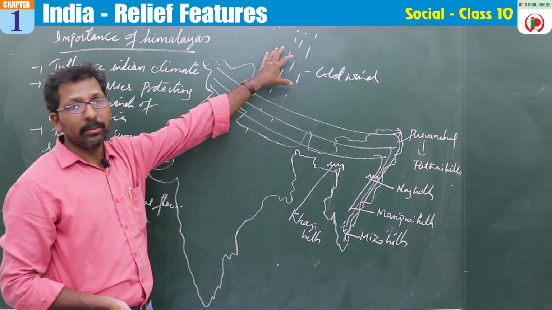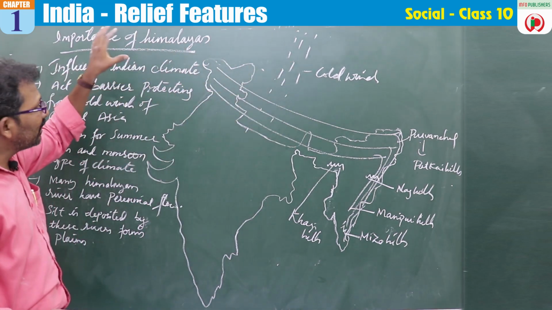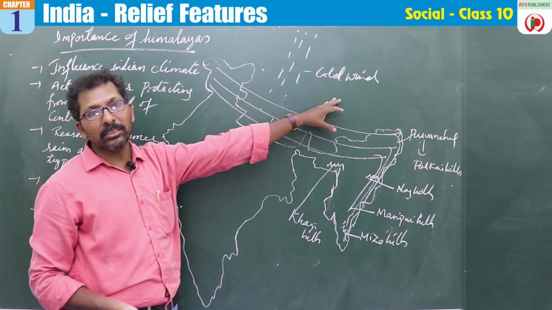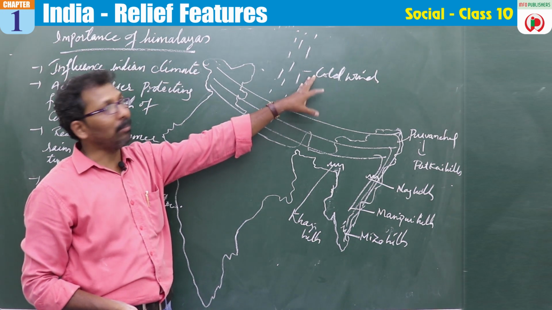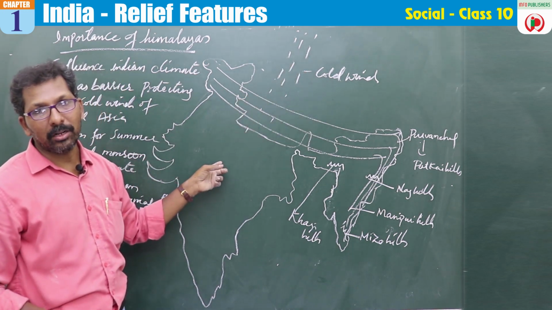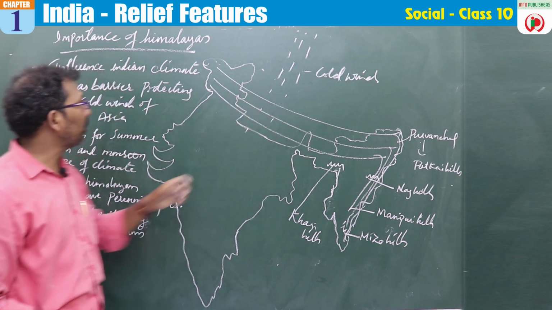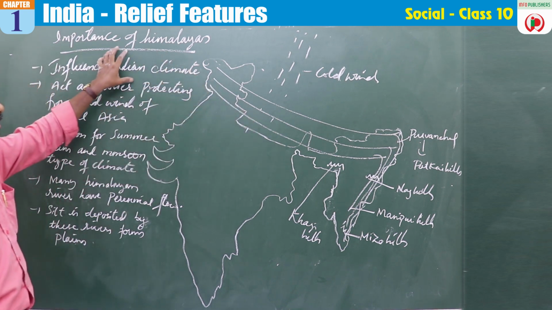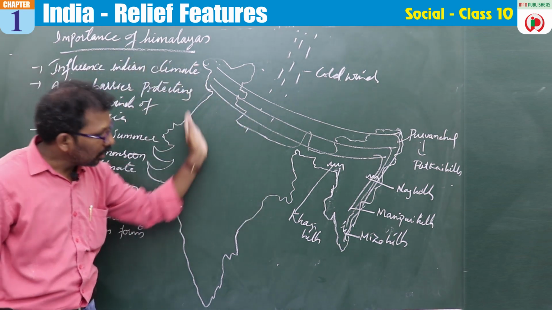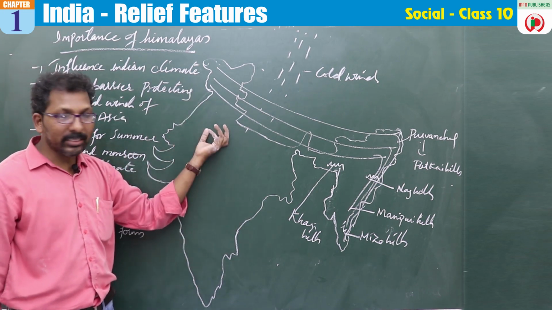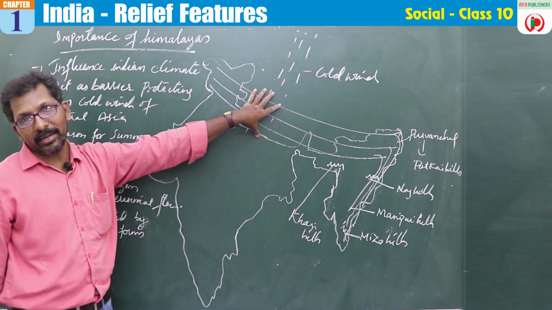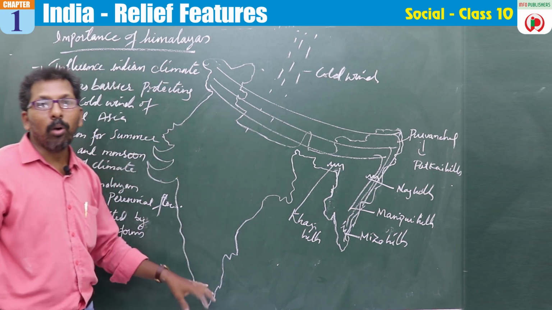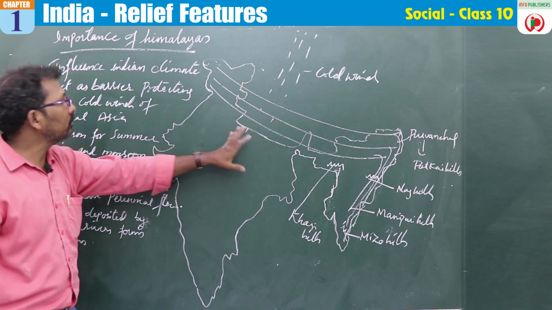That's what. Today, when we talk about the importance of the Himalayas, they are protecting us from the cold winds which are coming from Central Asia. And not only that, the Himalayas influence the Indian climate. The whole Indian climate is influenced by the greater Himalayas. The northern part has a different climate, the southern part has a different climate. Why? It is because of the Himalayas.